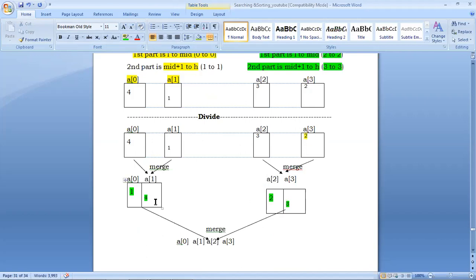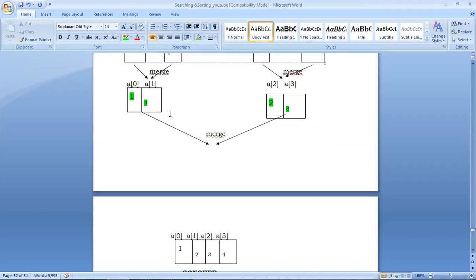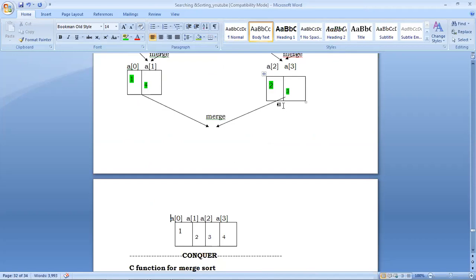Now we combine this part, okay, the first part, that is a of 0, a of 1, is the first part. Then the second part is a of 2, a of 3. Now we combine these two parts. See the result. Now what are the first part values? 1 and 4. What are the second part values? 2 and 3. Now all the values of the first part should be compared with all the values of the second part one by one, and whichever is smaller should be copied into the merged part or combined part here.